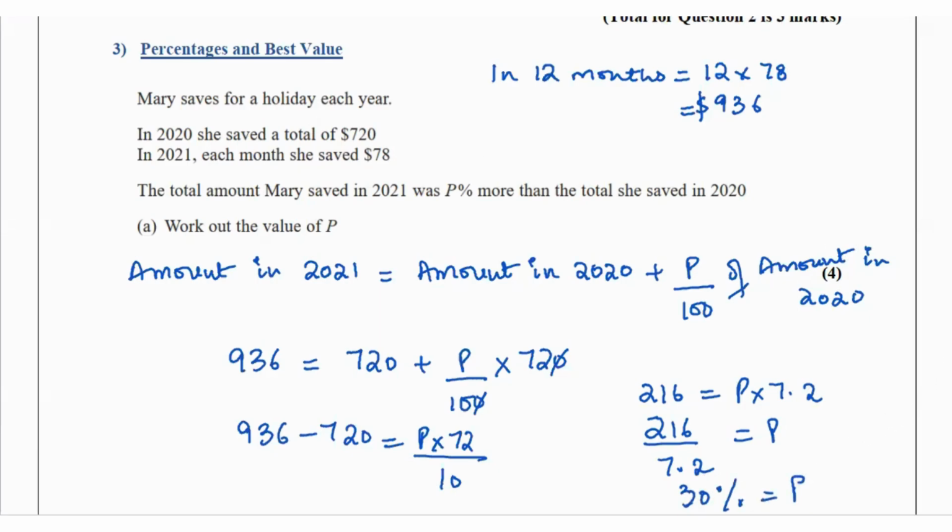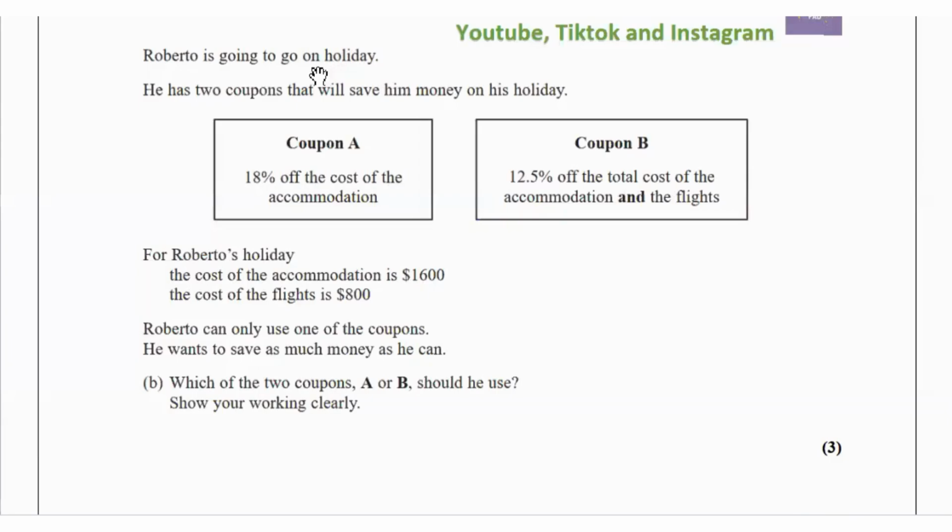So P is 30. Then it says Roberto is going to go on holiday. He has 2 coupons that will save him money on his holiday. Coupon A states that 18% of the cost of the accommodation will be provided, whereas in coupon B, 12.5% of the total cost of the accommodation and the flights.